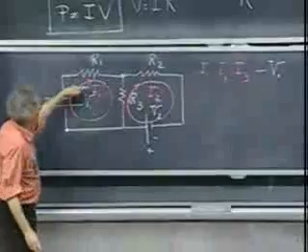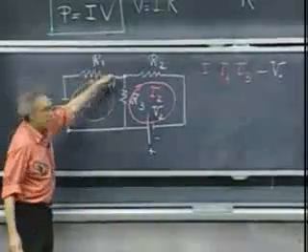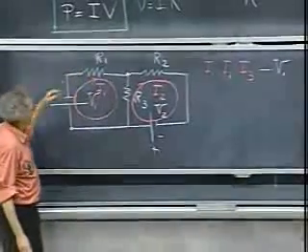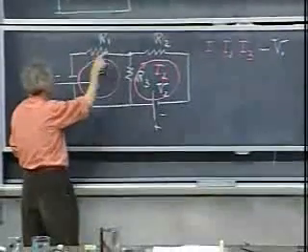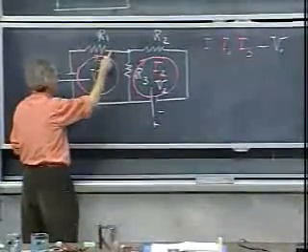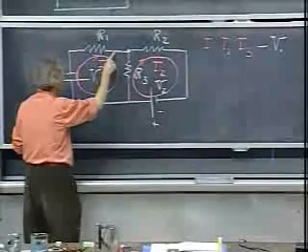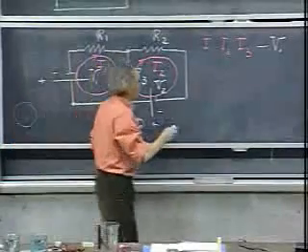Now I go with current I1 in the direction from left to right. So that means that the potential here must be higher than there. V equals IR. Potential here must be higher than there. So I go down in potential, so I get minus I1 R1.